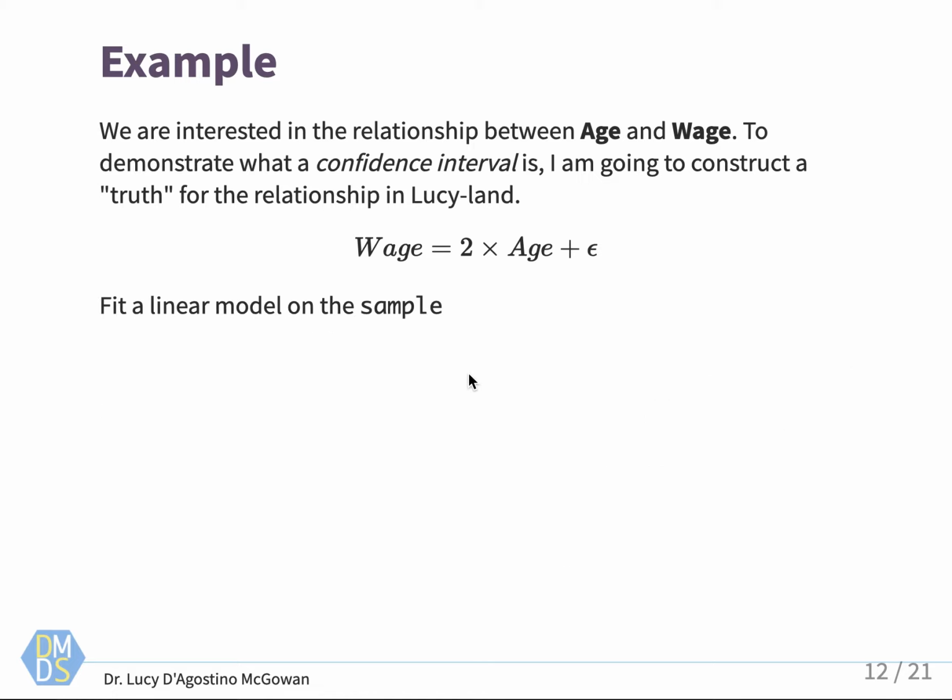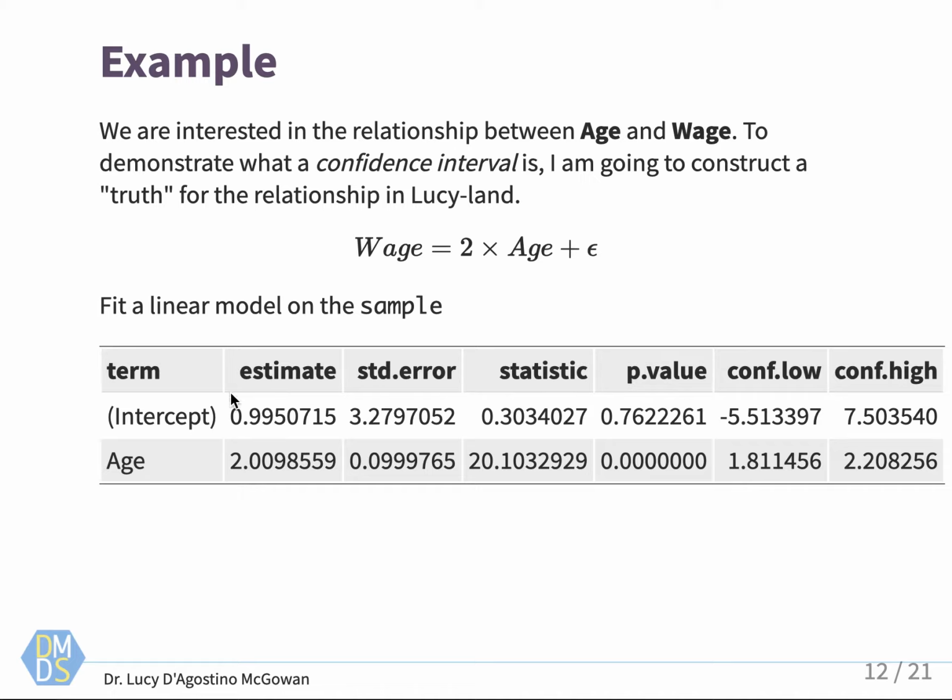And so what are we doing? The purpose here is we're going to fit a linear model on the sample. So this is the linear model that I would see. Often you only have 1 sample from your true distribution. And you fit some linear model on that sample, and you get an estimate for age. And so here on this sample, I got a pretty close estimate to the truth. I got an estimate of 2. And I got a confidence interval with a lower bound of 1.81 and an upper bound of 2.208. So that's my confidence interval, 1.81 to 2.21.